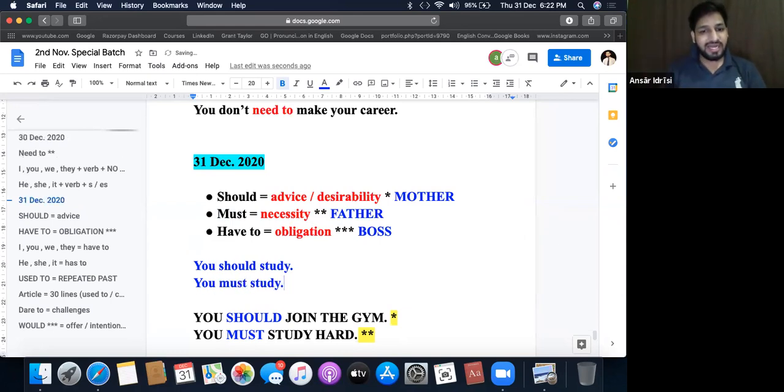It means it is necessary, it is your necessity. If you are not studying, you will lose the job, you won't earn money, your life will not be stable. So you must study. Must is stronger than should, so I named must father. Who is stronger than mother? Father. And have to is like obligation, we are using have to for boss.